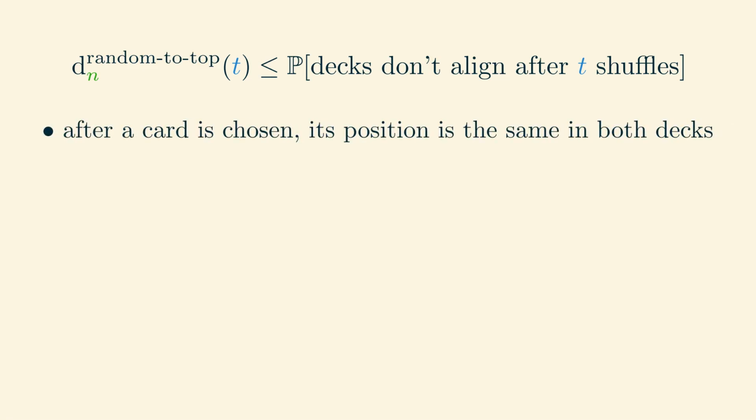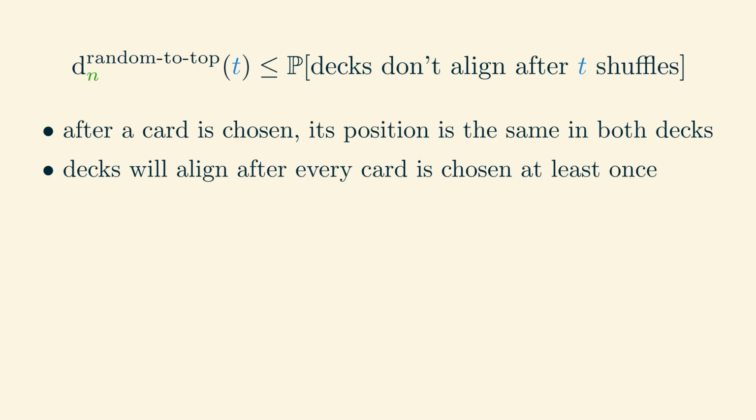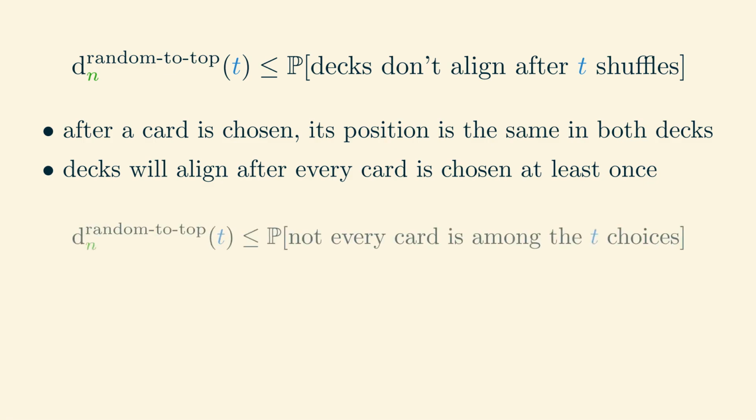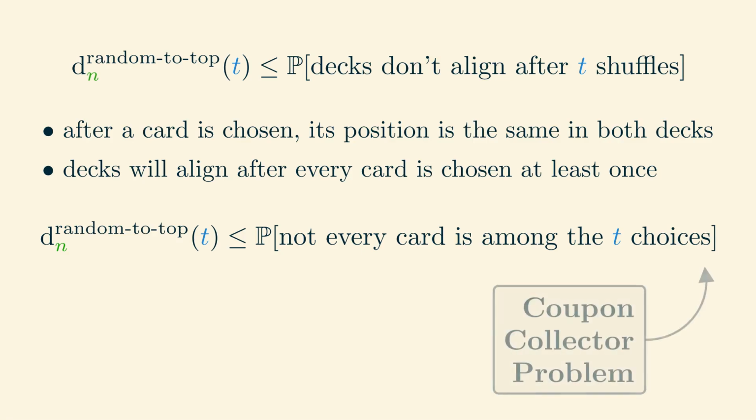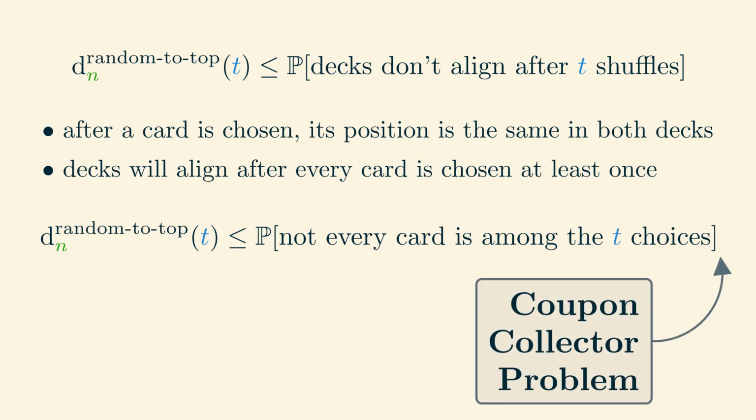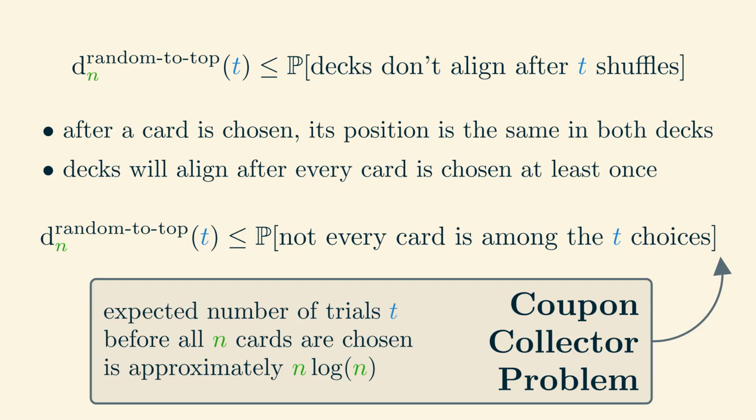After we choose a particular card to place on top, then for the rest of the shuffling, that card will be in the same position in both decks. So the decks will certainly have the same arrangement after we have chosen every card at least once. They could agree sooner, but they might not. We can only guarantee that they agree after every card is chosen at least once. So the distance after T shuffles is at most the probability that we haven't yet chosen every card in our T choices. This is an instance of the coupon collector problem, and if you've seen that before, then you'll know that the expected number of random to top shuffles it will take for the decks to be in perfect alignment is about n log n, if we have n cards in the deck.